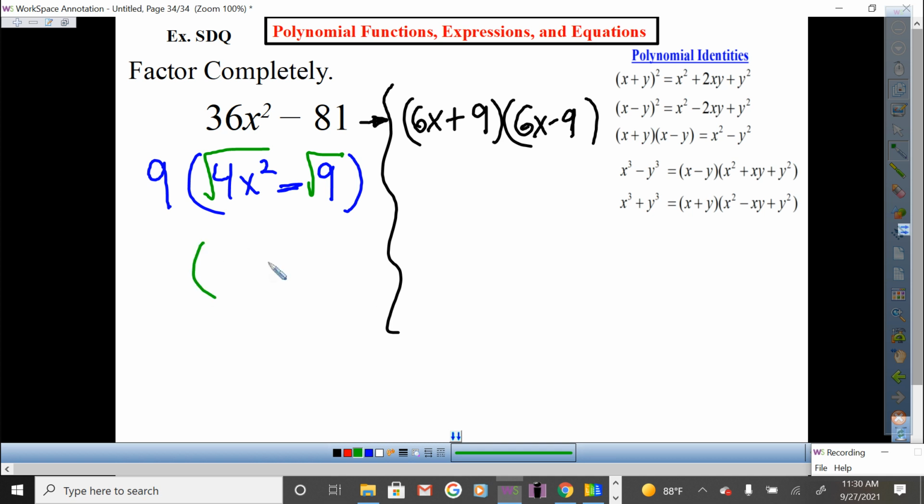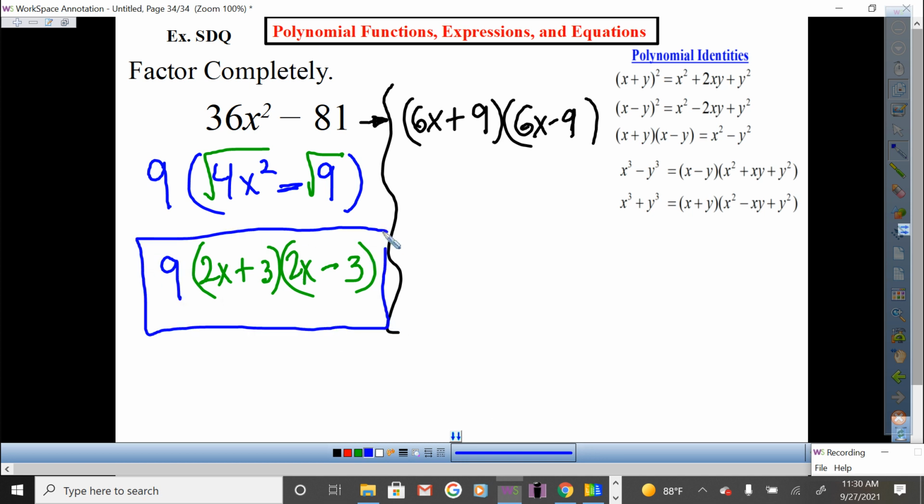Question, can I take the square root of this one and this one? Yeah, so that means this is the difference of squares. This is 2x, this is 3. 2x, that's 3. One of them's positive, one of them's negative. And don't forget the BFF. These are my factors. Copy that, please, and then I'm going to show you how to go from this one.